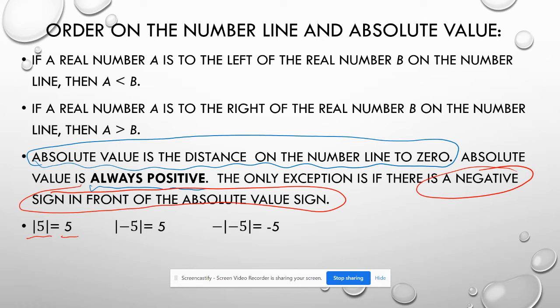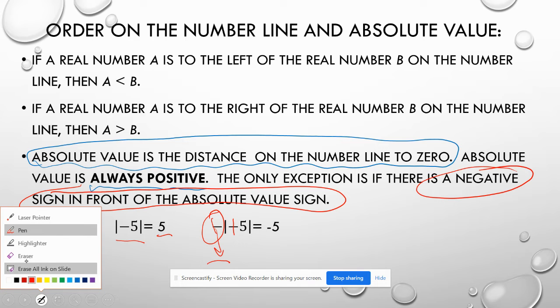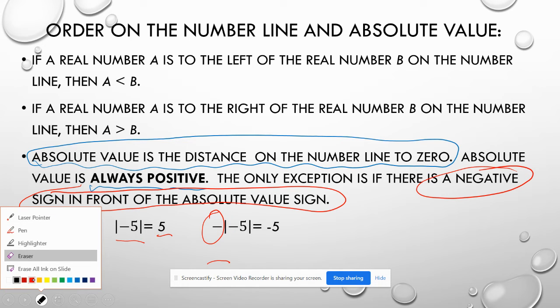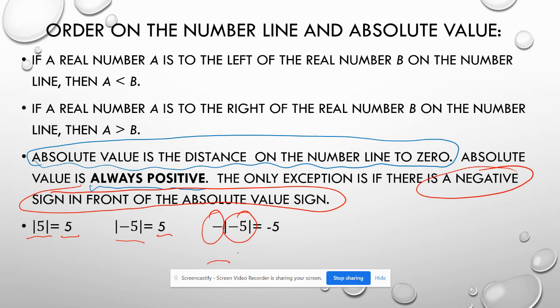So the absolute value of 5 is 5. The absolute value of -5 is 5. But here we have a negative sign in front of the absolute value. So that stays. We cannot add the opposite here. Absolute value signs are not like parentheses. We can't distribute over that. So we first start with the absolute value of the -5 is 5. Bring that negative sign down, so that's the time when the answer would be -5.